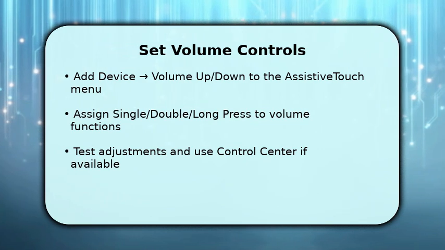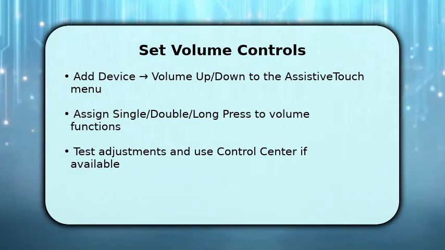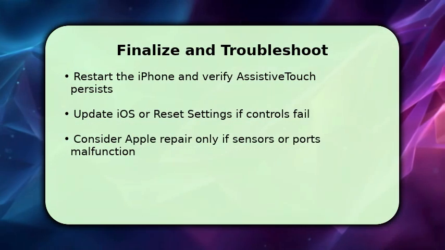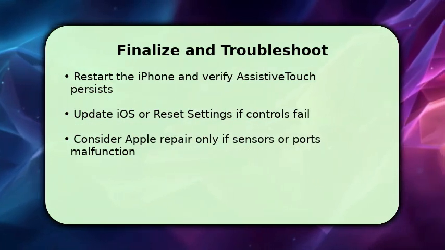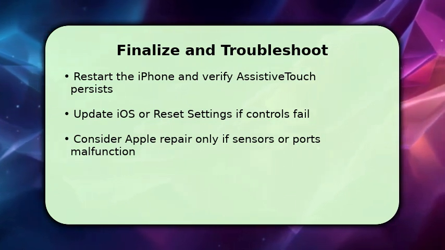If needed, open Control Center for a volume slider. This ensures fast, repeatable volume changes without the broken buttons. Finish by confirming the workaround is stable. Restart your iPhone and verify Assistive Touch reappears and retains custom actions.